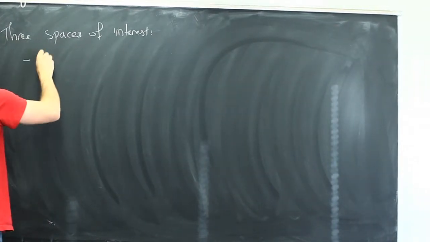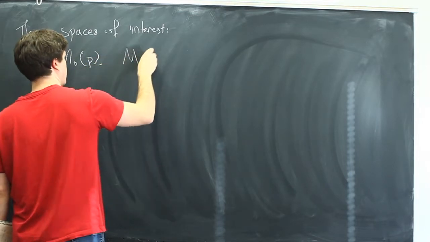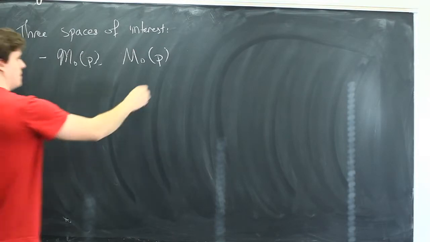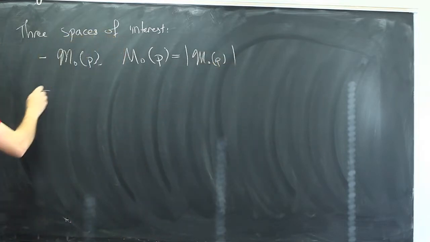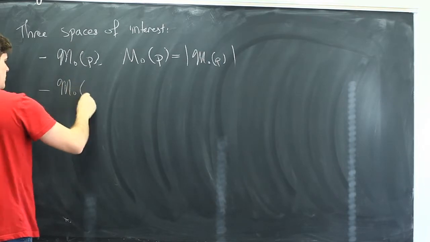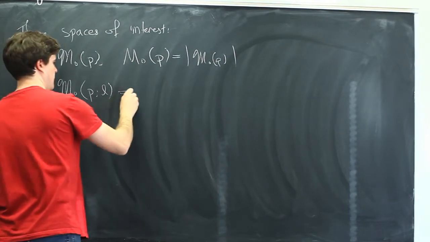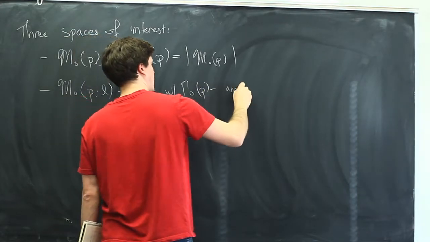The first is M0P. This is a DM stack, and its coarse space. That's the one that we really want to understand, and then we're going to use some auxiliary spaces to get a handle on it. The second one I'm going to denote M0P semicolon L. This is the moduli space of elliptic curves with gamma 0P and gamma L structure.